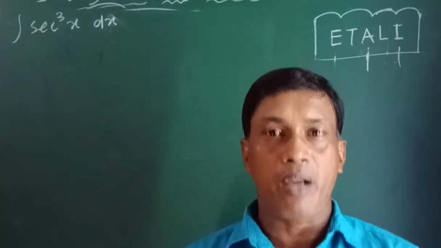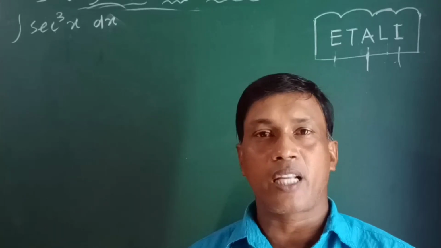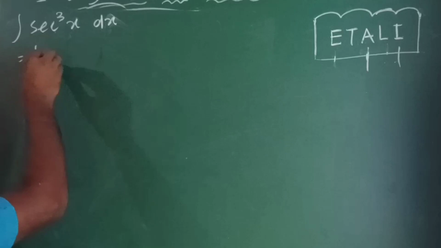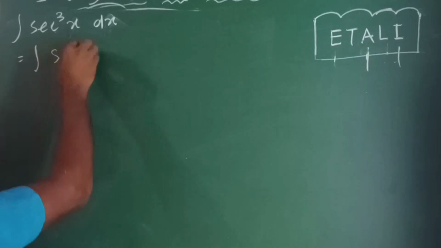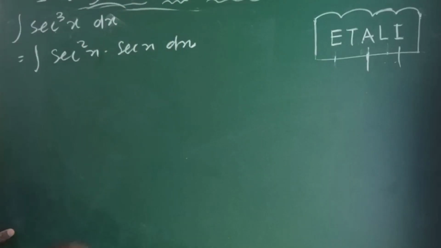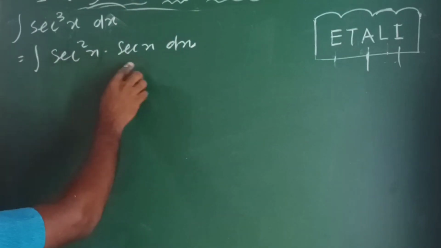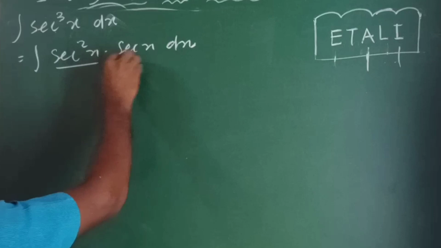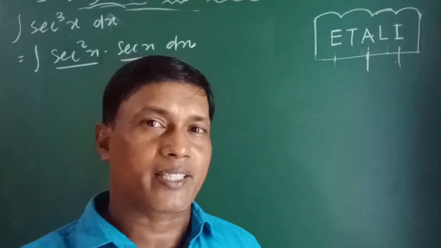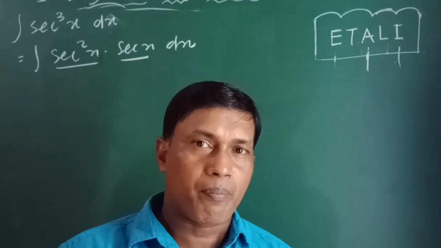Simple trick. If you apply a simple trick, then this integration can be done easily. How? Look at, dear students, suppose I write sec cube x as sec square x into sec x. Now dear students, this is the product of two functions. One is sec square x, another is sec x. अब two functions का product हो गया. Now by parts can be applied. Now we can apply the by parts formula.